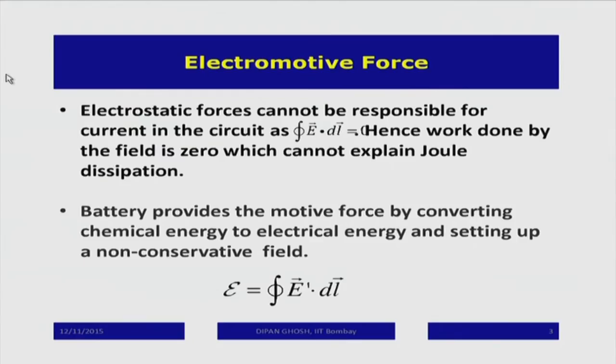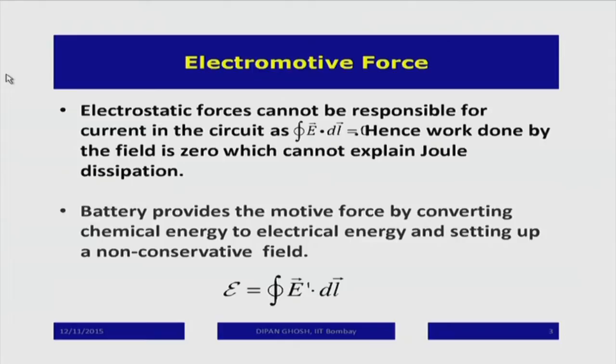Now, let us ask a question which very often you might have wondered: how do I make a current going around in a circuit? I will tell you what this problem is. We have said electrostatic field is a conservative field, and in order to have a current, I need a closed circuit. So, integral of E dot dl over any closed surface is 0.